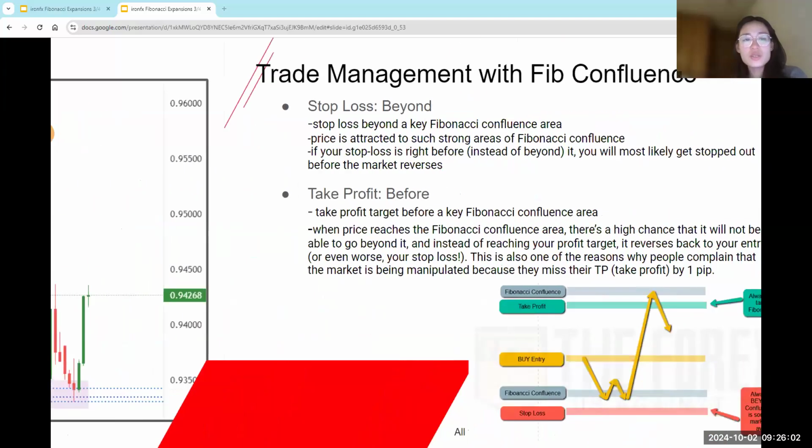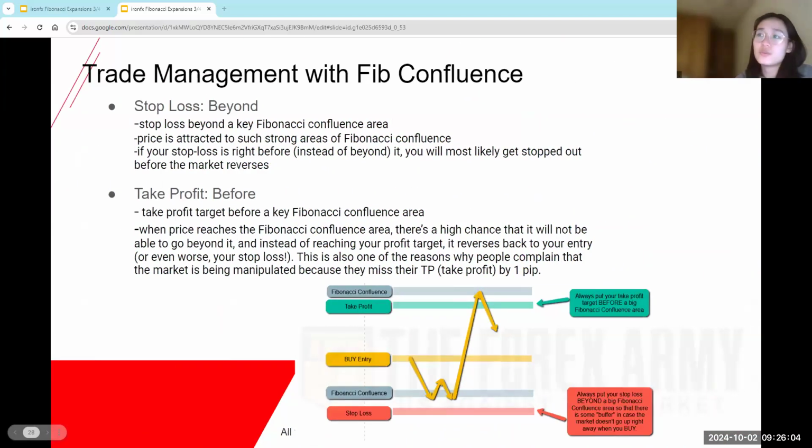Okay, so some trade management with Fibonacci confluence. Firstly, your stop loss should always be placed beyond your confluence area. The reason for this is because more often than not, price is attracted to such strong areas of confluence. So if your stop loss is right before, instead of beyond that confluence area, you will most likely get stopped out before the market starts to reverse.